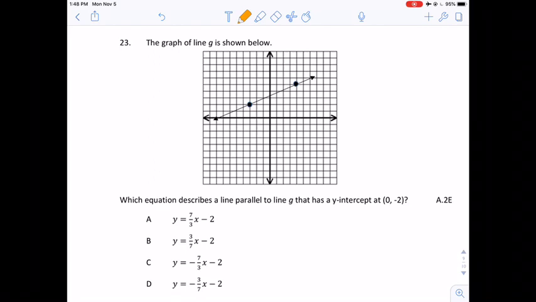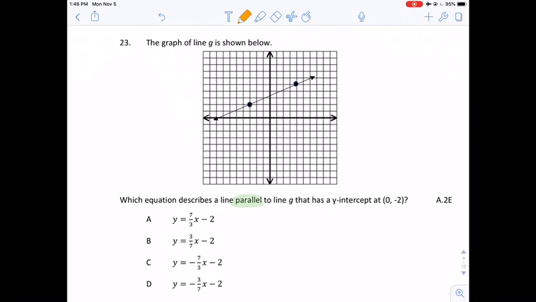Problem 23. The graph of line G is shown below. Which equation describes a line parallel to line G that has a y-intercept of negative 2? Okay, so let's begin. If I'm going to have a parallel line, it needs to have the same slope. So I'm going to go to the graph and get the slope from here.